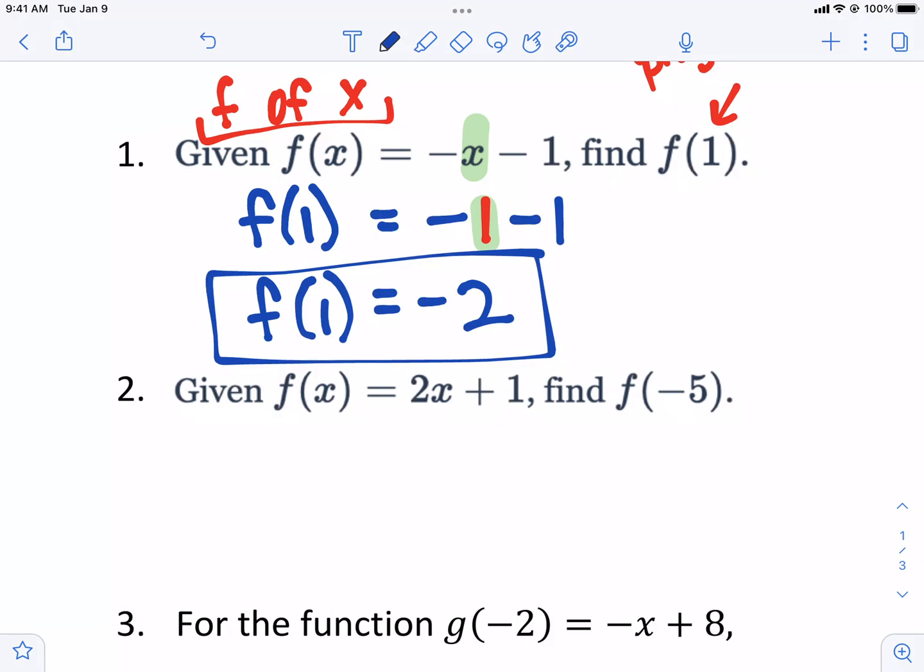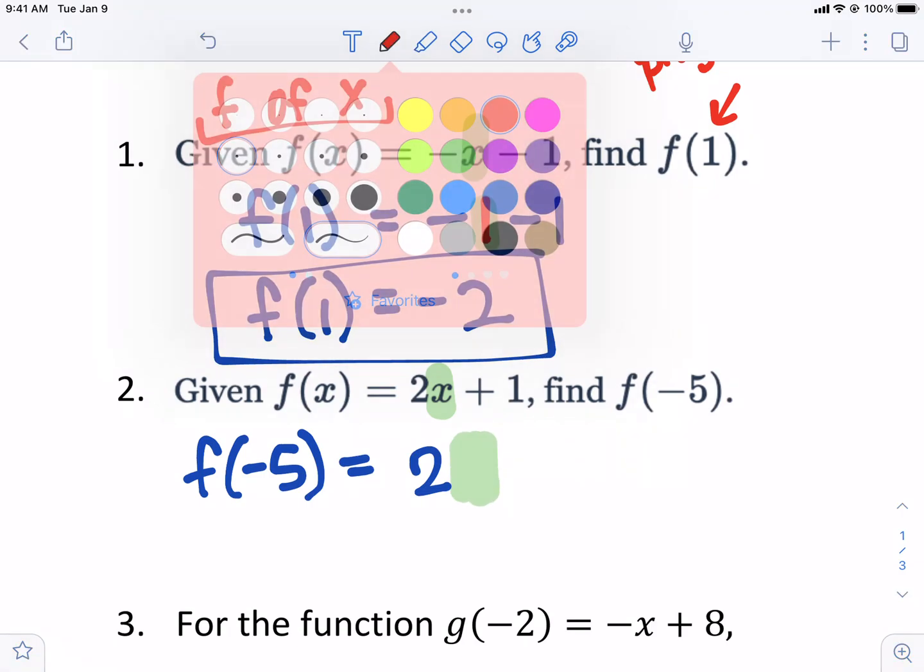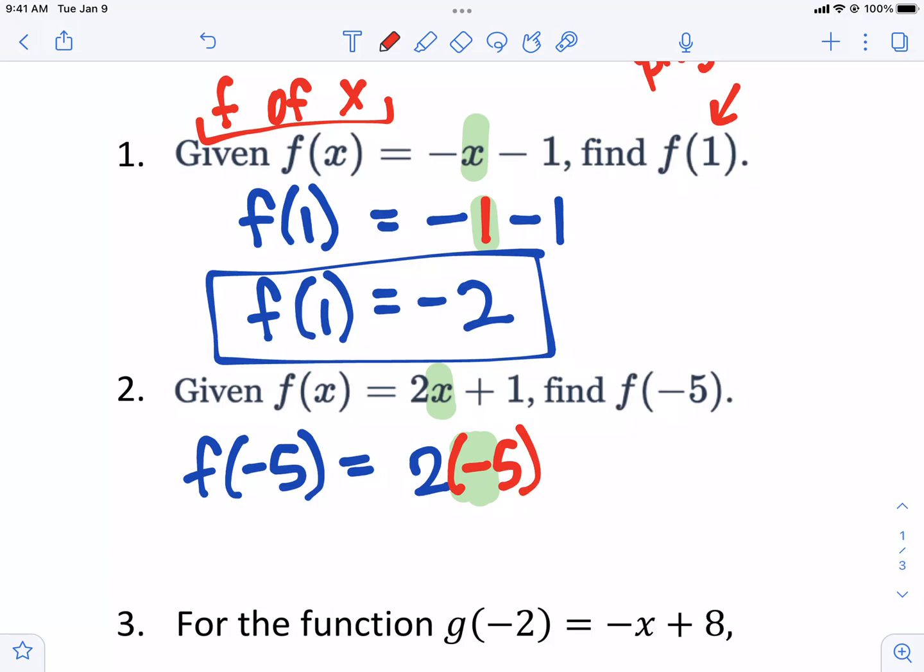Given f of x equals 2x plus 1, find f of -5. So f of -5 means plug in a -5 everywhere you see an x. So we have 2x, so we're going to plug in the -5, and then we'll add 1 to that. So our final answer, f of -5 equals, and we'll do order of operations, 2 times -5 is -10, -10 plus 1 is -9.